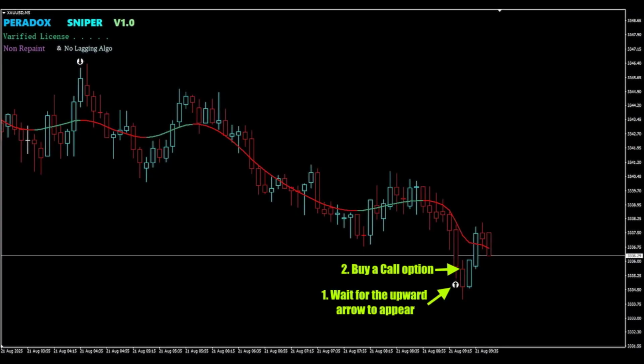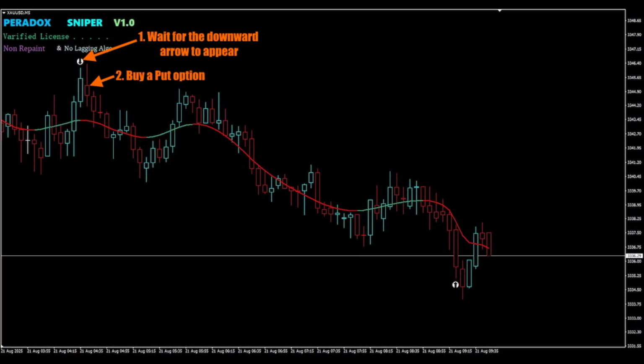So, to open a call option, you need to: 1. Wait for the trading signal, an upward arrow below the candlestick, to appear. 2. Buy the call option at the opening of the next time frame. To open a put option, you need to: 1. Wait for the signal, a downward arrow above the candle, to appear, and 2. Buy the put option at the opening of the next time frame. It's recommended to choose an expiration time of 2 candles. We recommend choosing the position holding period based on historical data testing results.